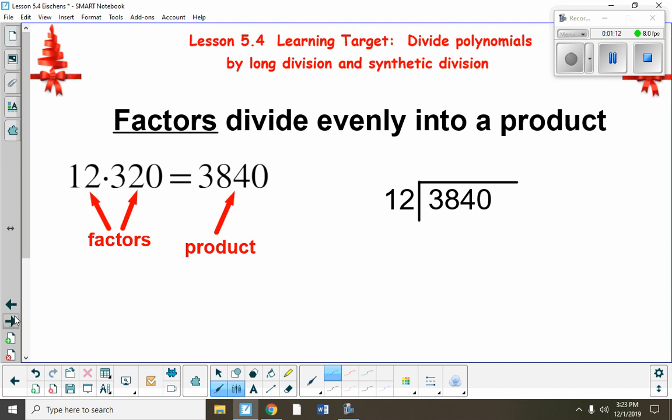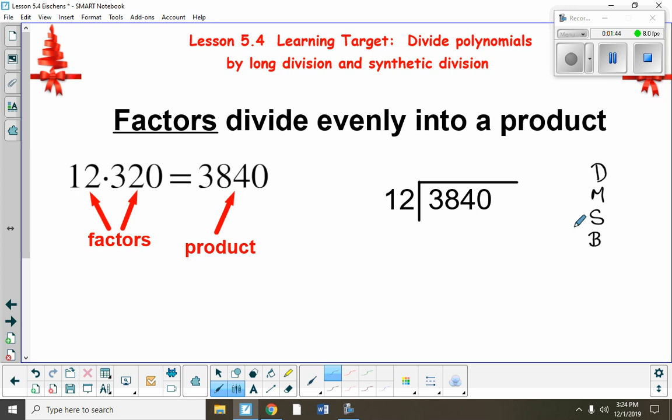So let's review. Factors divide evenly into a product. 12 times 320, those are factors. The product is 3,840. And because these are factors, when we divide either of these in, there should not be a remainder. So we're going to review long division with just numbers at first here. The algorithm that we use with long division is we divide, and then we multiply, and then we subtract, and finally we bring down, and then we start over again.